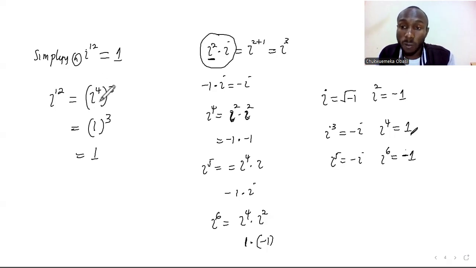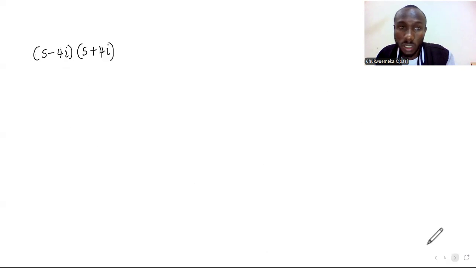You can just think of many things like this. Now I want you to do i to the, let's say, 24. Do it in your book and tell me the answer in the comment section. Then I'll tell you if you're correct or not. So you know how to go about it. The answer is just going to be easy. So let's go to the next question without wasting so much time.